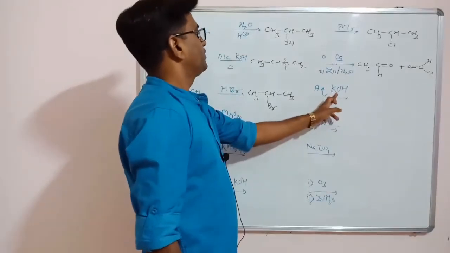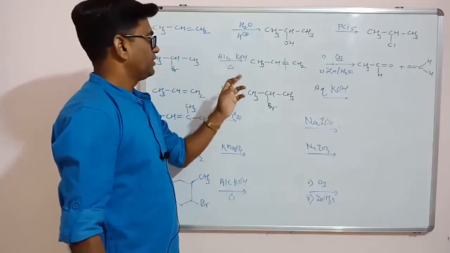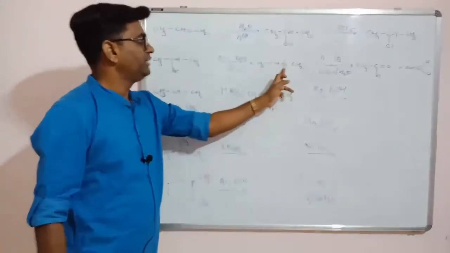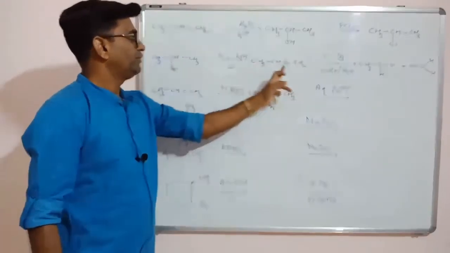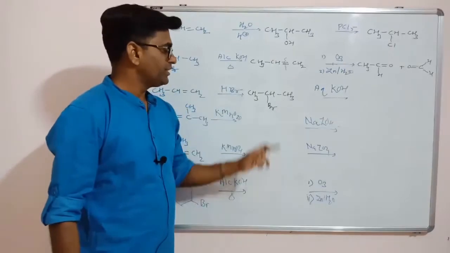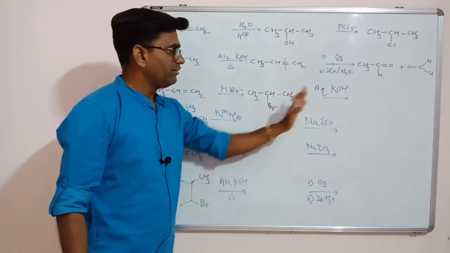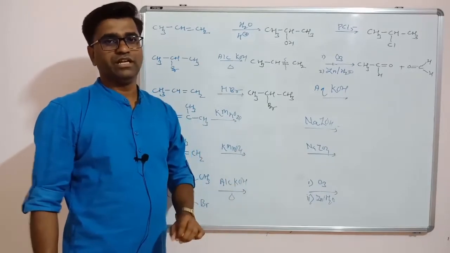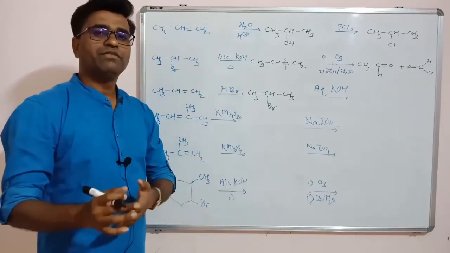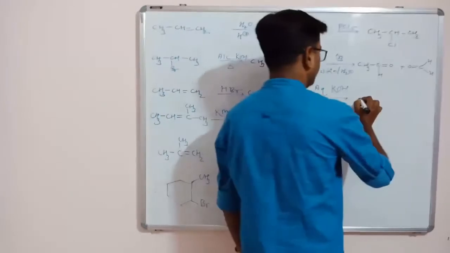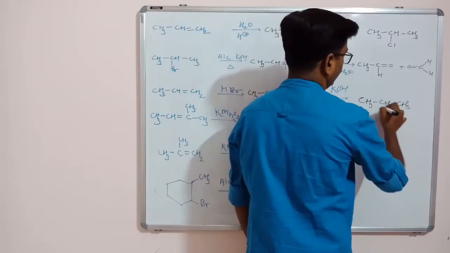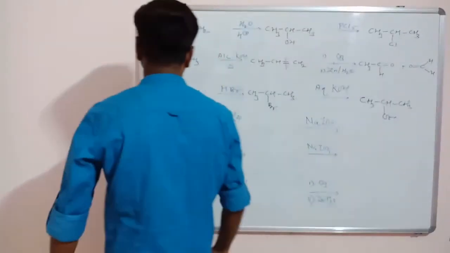Now alcoholic KOH. See here, sorry, this is aqueous KOH, this is alcoholic KOH. In alcoholic KOH, elimination, single bond to double bond, while in aqueous KOH you have to replace Br with OH only. It's a substitution reaction, replacement of Br with OH. So your product will be CH3 CH(OH) CH3, 2-propanol is the product.